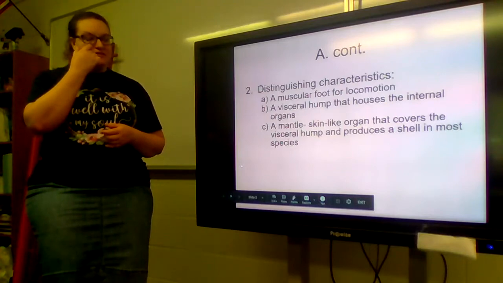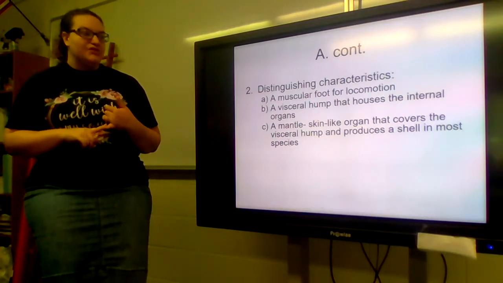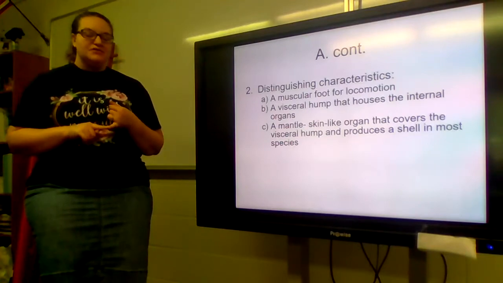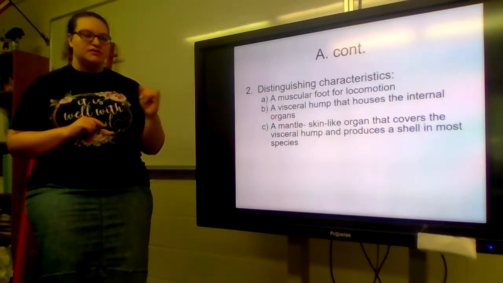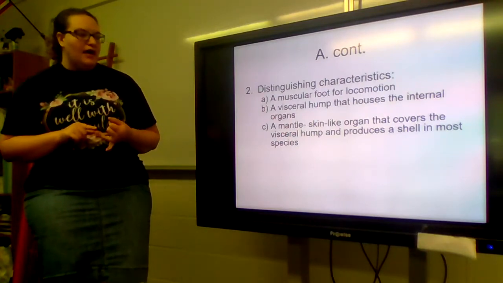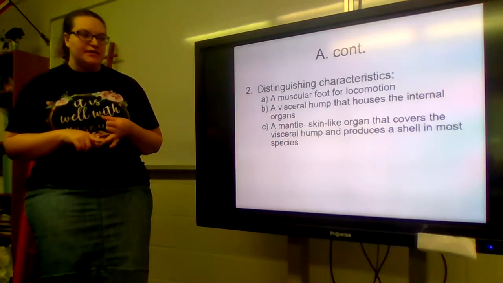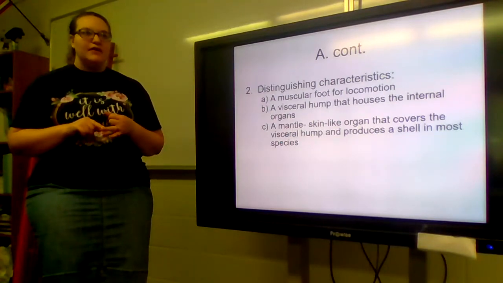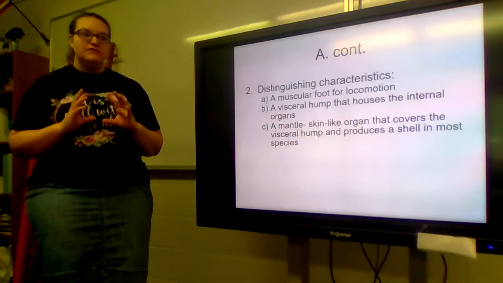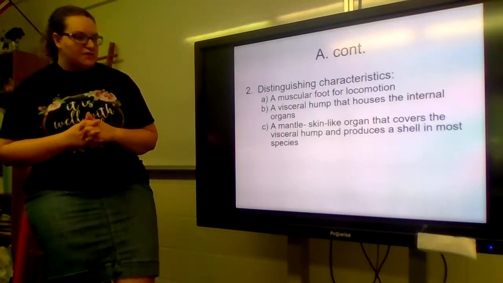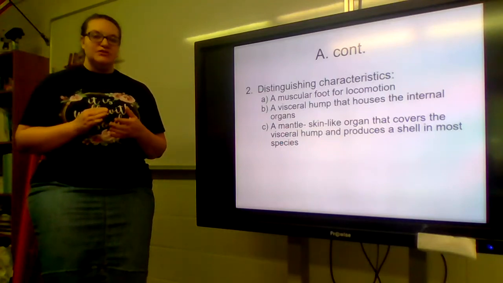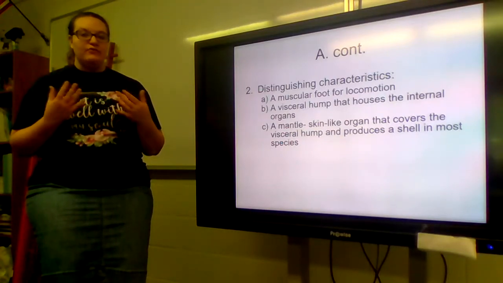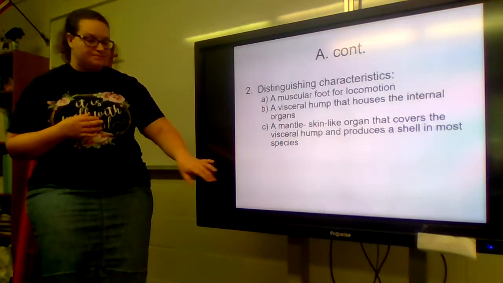Some distinguishing characteristics of a mollusk. They have a muscular foot for locomotion, and this muscular foot is in a different location on each type of mollusk, which we're going to talk about on the next slide. They also have a visceral hump that houses their internal organs. This is almost like a separate protective body for the inside of the mollusk. And then they also have a mantle, which is a skin-like organ that covers the visceral hump and produces a shell in most species. So the shell of a lot of mollusks is actually that mantle.